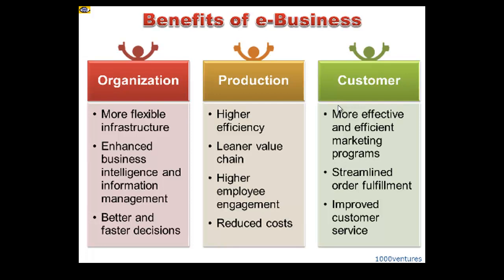Customer: more effective and efficient marketing programs. Streamlined order fulfillment, meaning I can go online and buy something very, very quickly. I don't have to get out of my chair to do it anymore. Kind of scary in one way, but boy, isn't it neat that I can go on Amazon if I need soap, or I can ask Alexa today, hey, I need soap. Next thing I know, depending on whether I'm Amazon Prime or not, it could potentially show up at my door that day. Whew, things are changing.